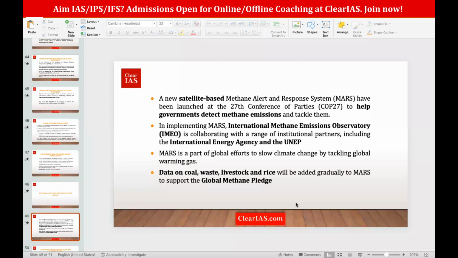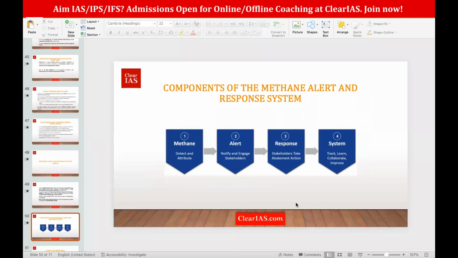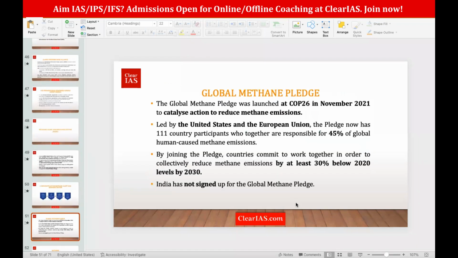Okay, and apart from that, it detects the methane hotspots and methane plumes and alerts the corresponding country and company or organization, and asks them to respond, or they can also ask MARS for assistance to reduce it, and they keep on checking whether they have decreased it or not. They track the progress.